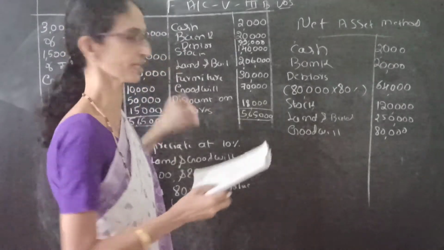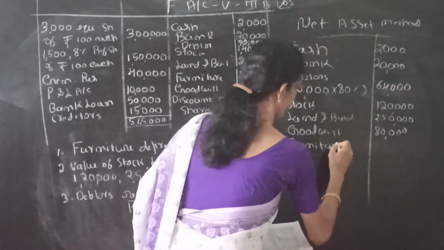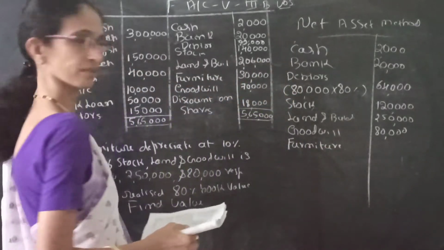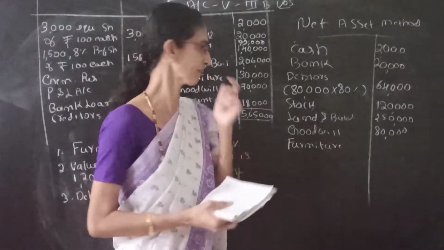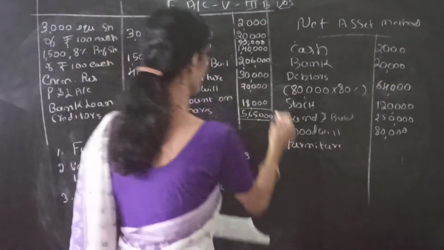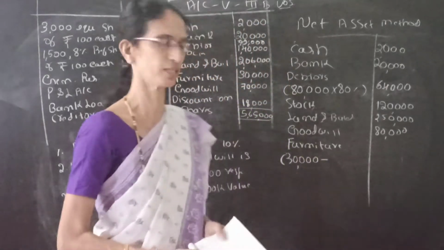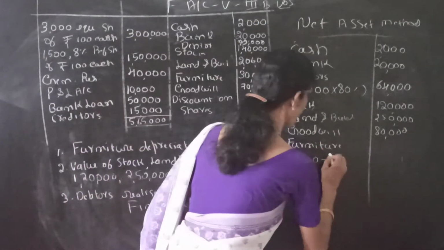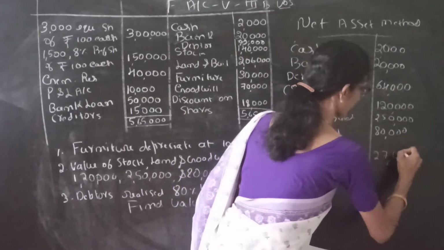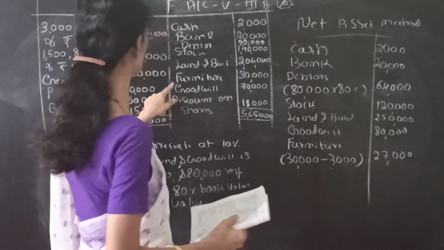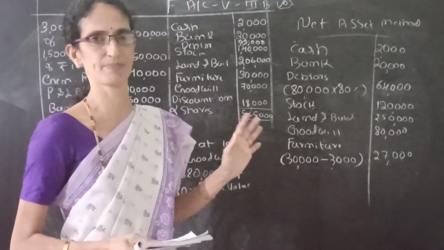Next one is furniture. So we have to write furniture. See here, in adjustment number 1 it is given, furniture to be depreciated at 10%. So the value of the furniture is 30,000 less 10% depreciation. 10% means 3,000. So we get 27,000 furniture. Then leave discount on shares and preliminary expenses.